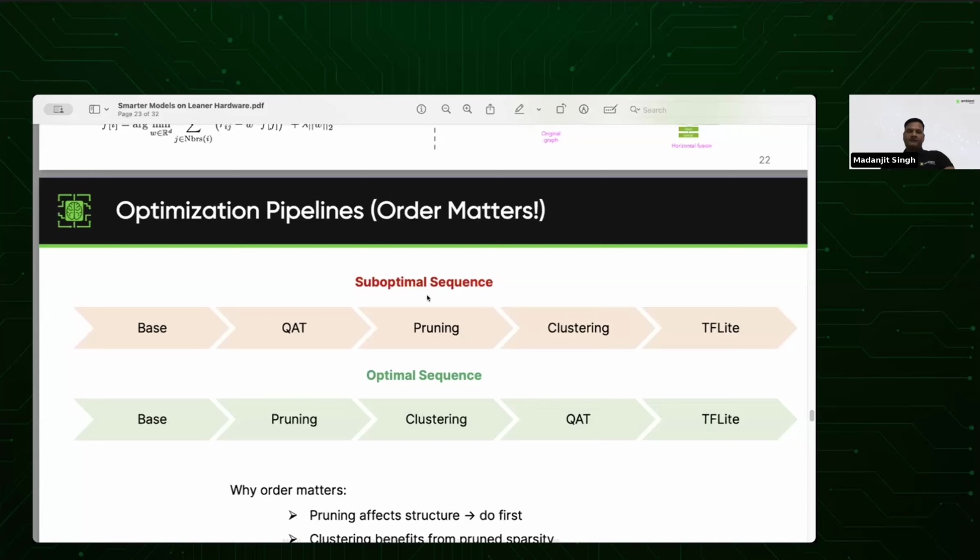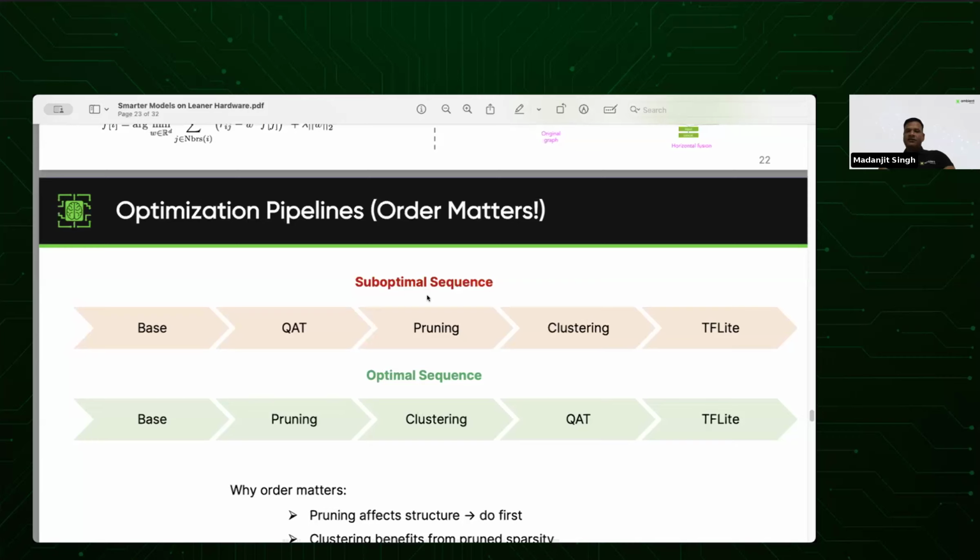Okay. Fifth stage is going to be TF Lite conversion, because unless you do conversion to TF Lite, you'll not be able to see the actual result of what you have done in pruning, clustering, and QAT. Because whatever is done, your weights will still hold 32-bit values. So you have to convert the model which you have into TF Lite. Then only you can get it.